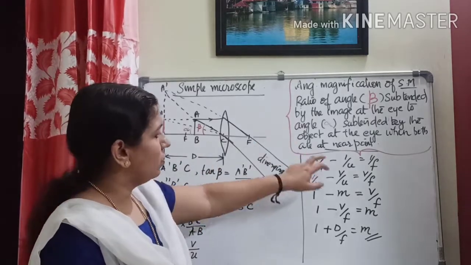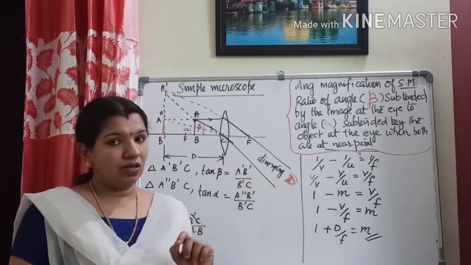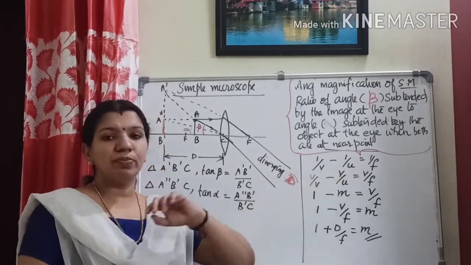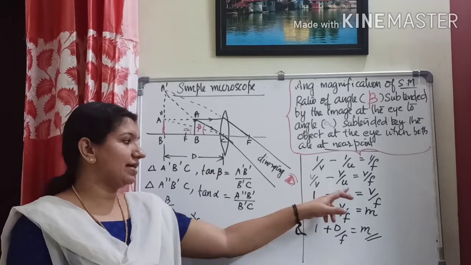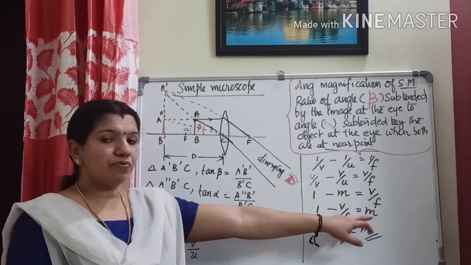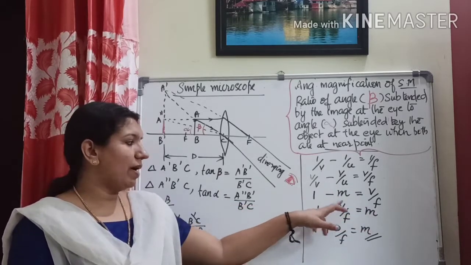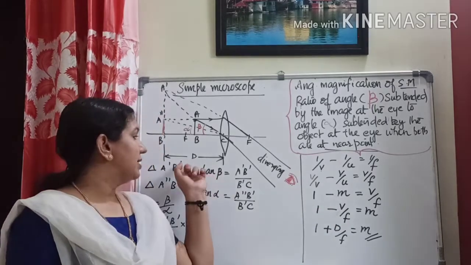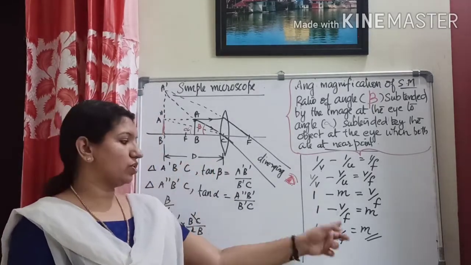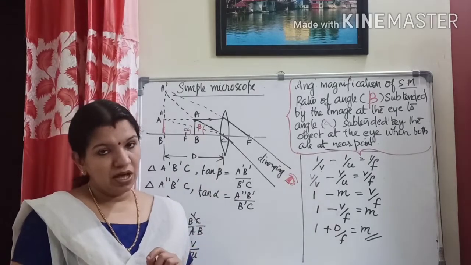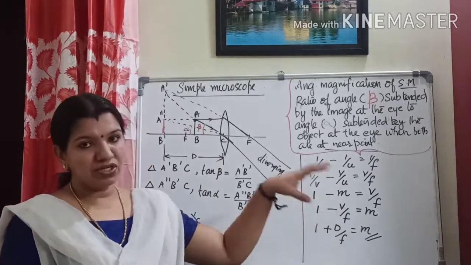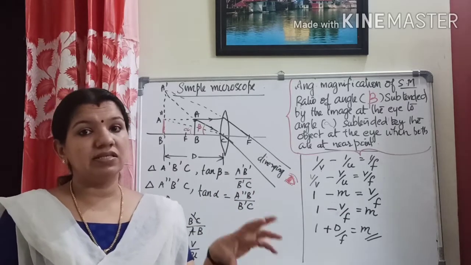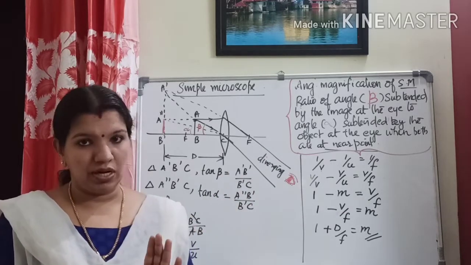Now you are taking the lens equation 1 by V minus 1 by U equal to 1 by F, and you are multiplying the equation by V. You will get 1 minus M equal to V by F. Here you can find M. M is 1 minus V by F, and you are putting V is equal to minus D. D is the least distance of distinct vision, so that M is equal to 1 plus D by F. So this is the expression for magnification when the image is at least distance of distinct vision.